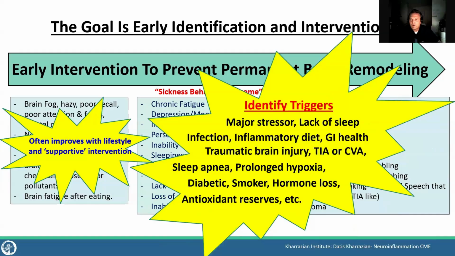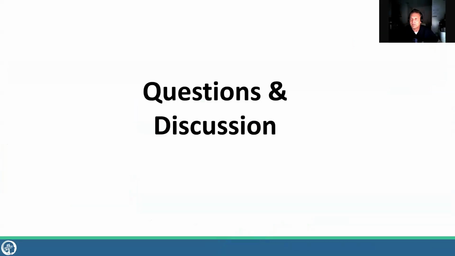But part of our goal, part of my goal, is to work to identify major triggers: stressors, lack of sleep, chronic infections, terrible diets, GI health, post-concussive syndrome, sleep apnea or prolonged hypoxia, increased blood sugar in a diabetic, or long-term smokers, or menopausal women who don't have their hormones. These are the things that we focus on to try to calm. Even if they have long-term impairment, I think we can still improve quality of life through some of these interventions.